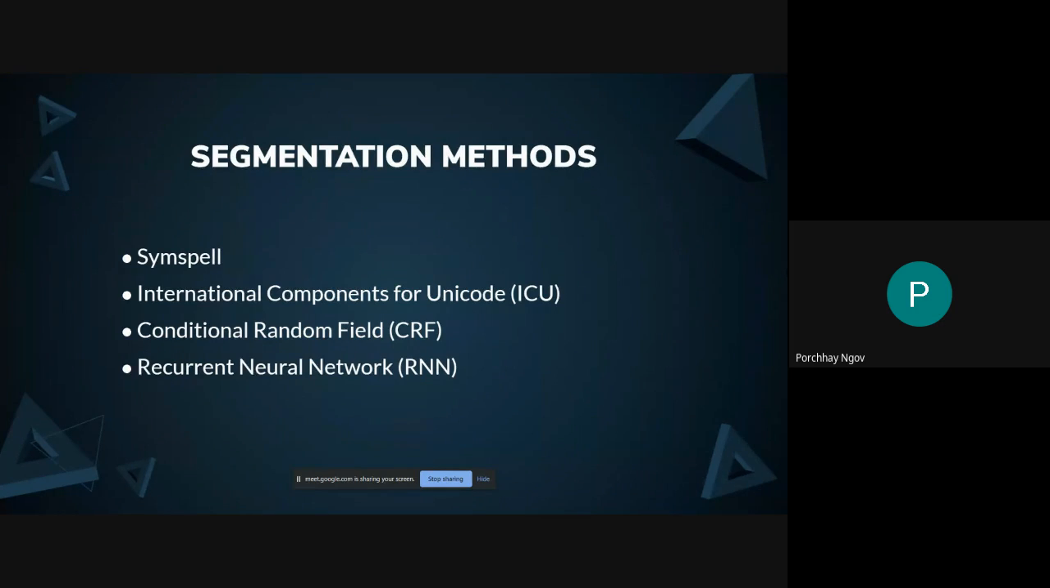Here are the methods that we have in our Khmer word segmentation project. They are SimSpell, International Components for Unicode, which we call ICU for short, the third one is Conditional Random Field, which we can call CRF, and the fourth one is the Recurrent Neural Network, or we can call RNN for short. I will explain this in more detail in the next slide.